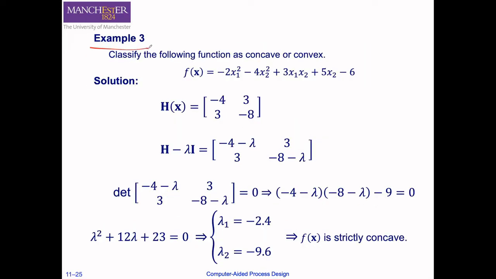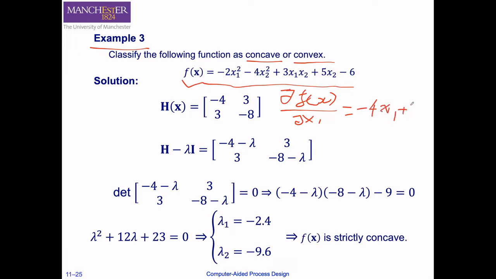Let's look at example 3. In this example, we want to determine if this function f(x) is convex or concave. We first calculate the partial derivatives with respect to each x. We first calculate the partial derivative of f(x) with respect to x1. That should be minus 4 times x1 plus 3 x2. We can also calculate the partial derivative of f(x) with respect to x2. That should be minus 8 x2 plus 3 x1 plus 5.